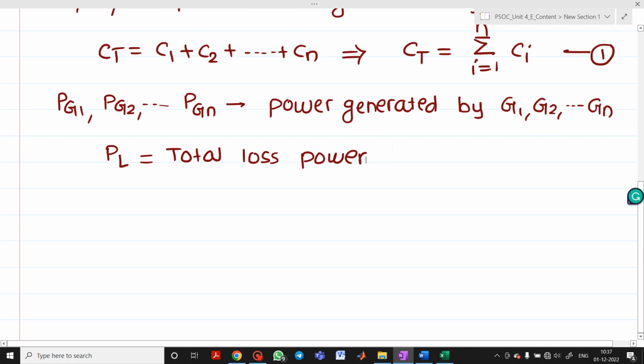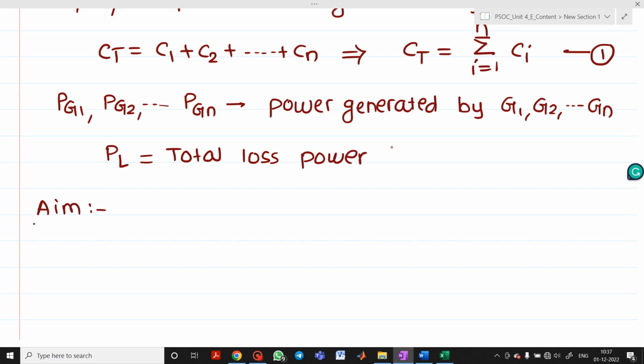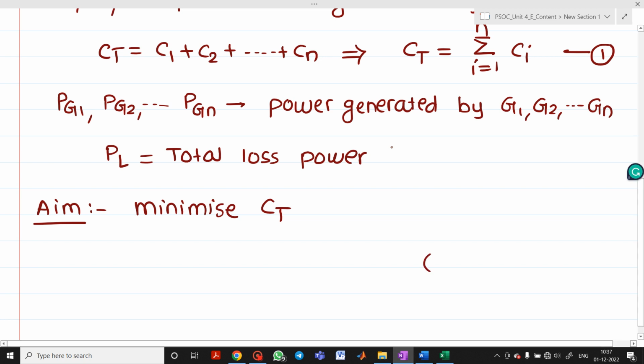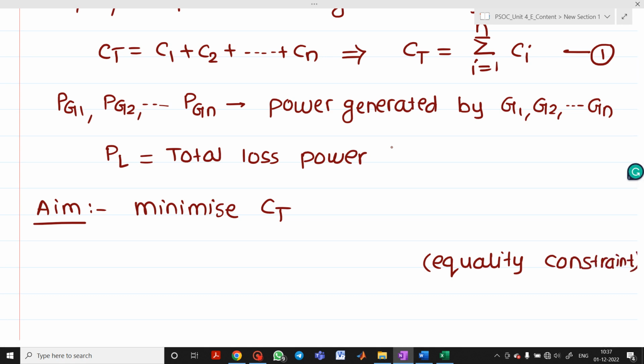Now what is our aim? As we discussed earlier in our Lagrange's multiplier method, the same we will write here. What is our aim? To minimize the Ct, that is the total cost of generation. Now here we have to take again an equality constraint to minimize the cost of generation Ct.